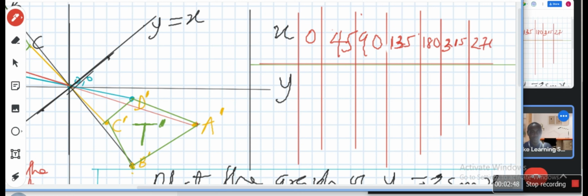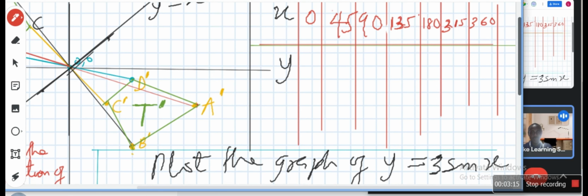270 plus 45 is 315. 315 plus 45 will give you 360 directly, so no wasting of time. Alright, so get the y values.